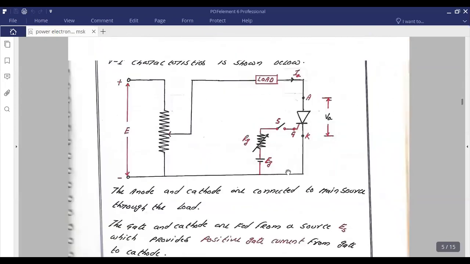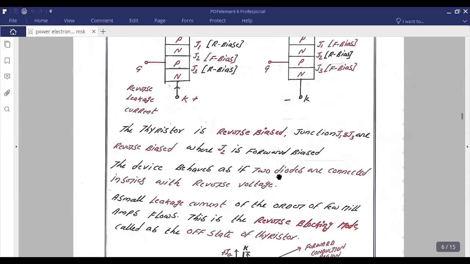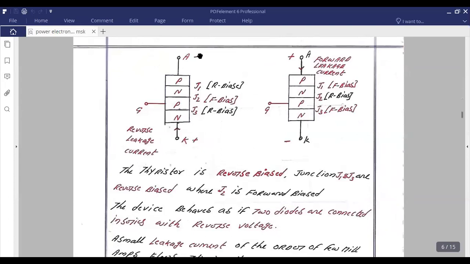Okay, so here we are simply going to consider the operation of the SCR, isn't it? So two cases, one is the forward bias case and the other one is the reverse bias case, isn't it? In the forward bias case, positive voltage is applied to the anode and negative to the cathode. Okay, is this particular page visible to you?